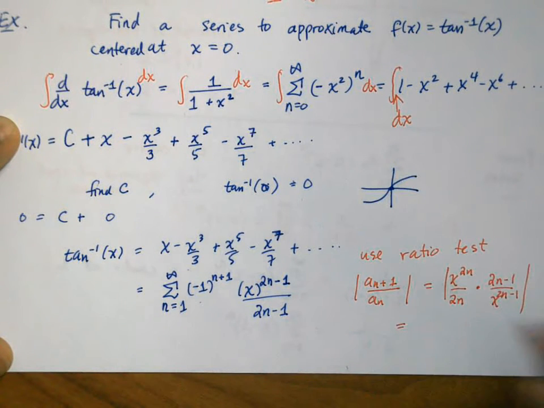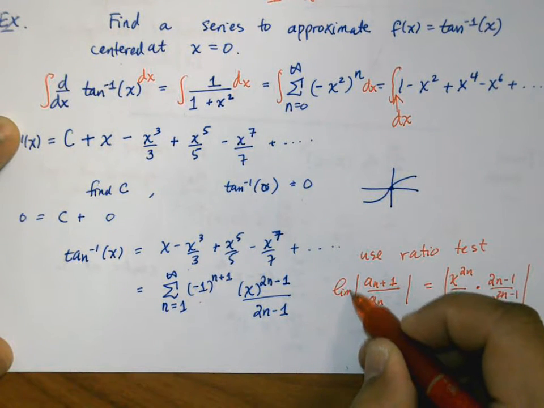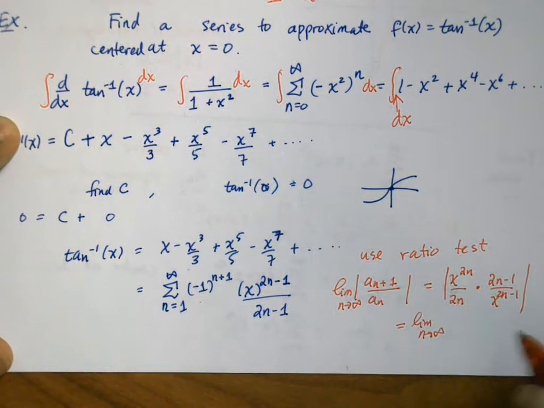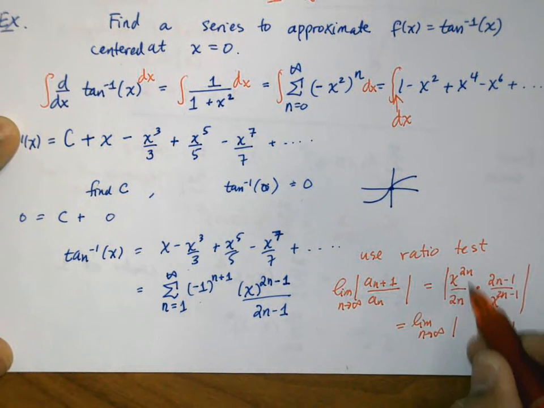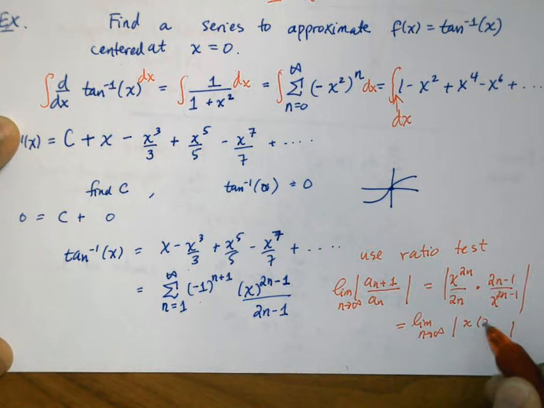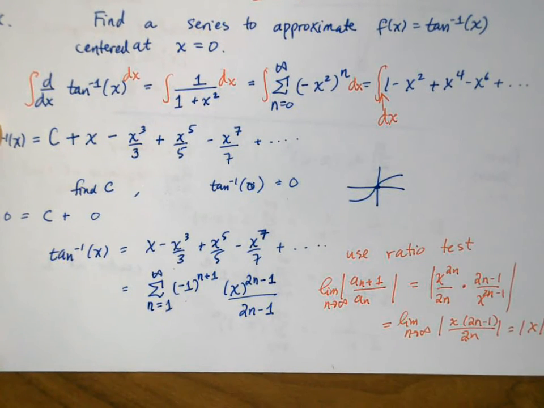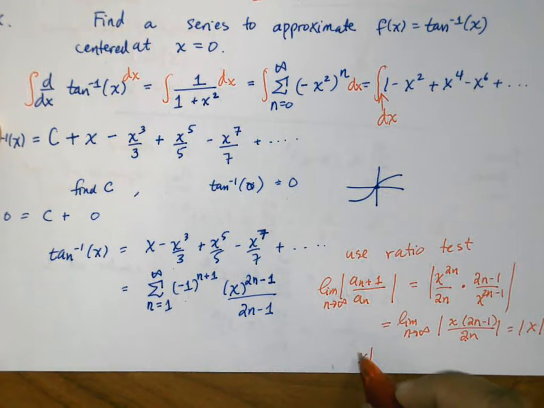This all reduces down to, and if we take the limit of all this as n approaches infinity, we end up with the limit as n approaches infinity of, what do I have left here? I have x on the top times 2n minus 1 and just 2n in the denominator. So the leading terms are going to go down to 1, so this is just going to be equal to the absolute value of x. So it will converge when the absolute value of x is less than 1. So the interval of convergence is between positive 1 and negative 1.